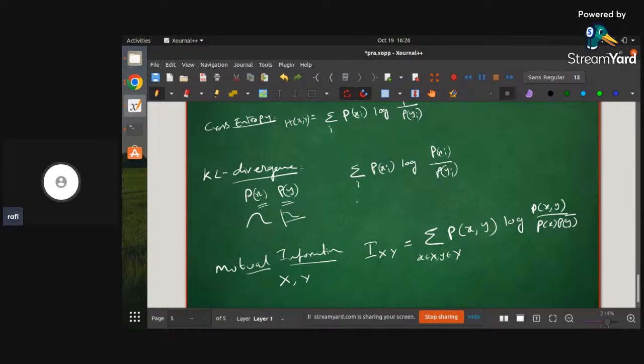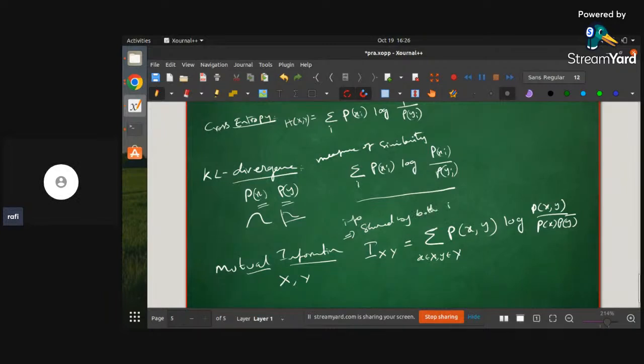So KL divergence gives you the difference in the distributions. It does not give the common information among X and Y. This is just a measure of similarity between the distributions. Mutual information is the amount of information shared by both the random variables.